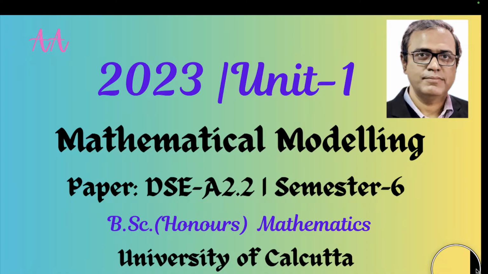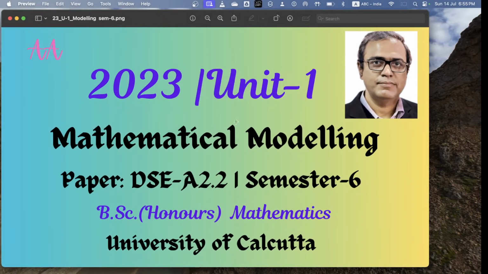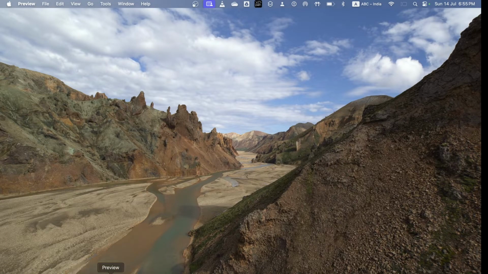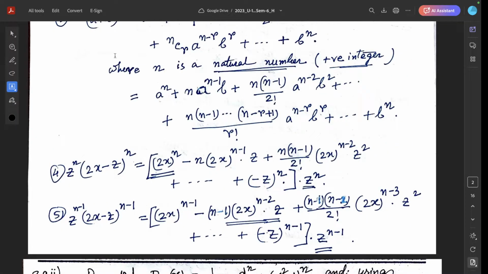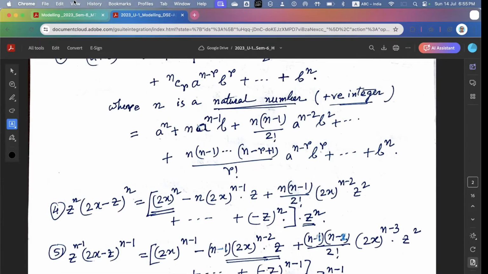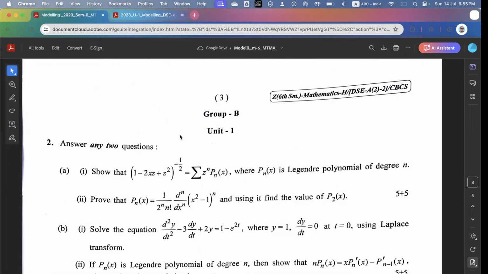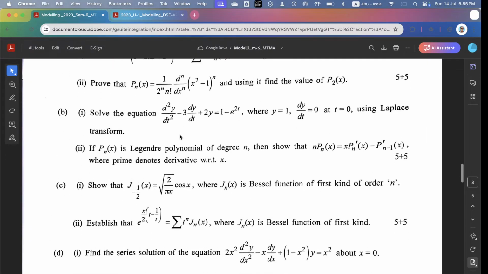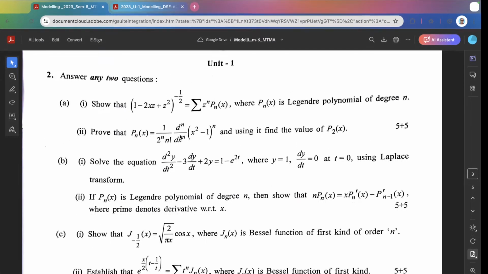2023 Unit-1 Mathematical Modeling, Semester 6, Mathematics Honors, University of Calcutta. This is the question paper 2023. This is the question in Unit 1.